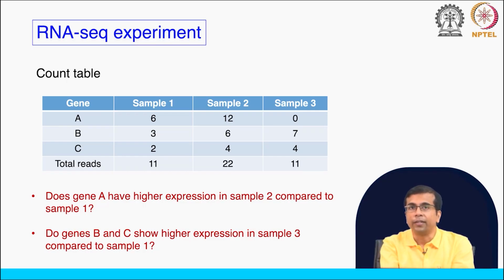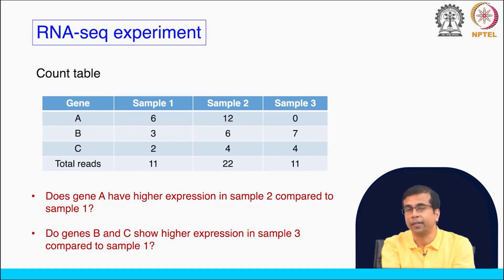The second question is, if you look at this data again, for gene B and C, does this mean sample 3 has higher expression of gene B and C compared to sample 1? You see again the number of reads mapping to gene B in sample 3 is 7, whereas this is 3 in sample 1, and similarly for gene C we have 4 reads mapping to gene C in sample 3, and we have 2 reads in sample 1.